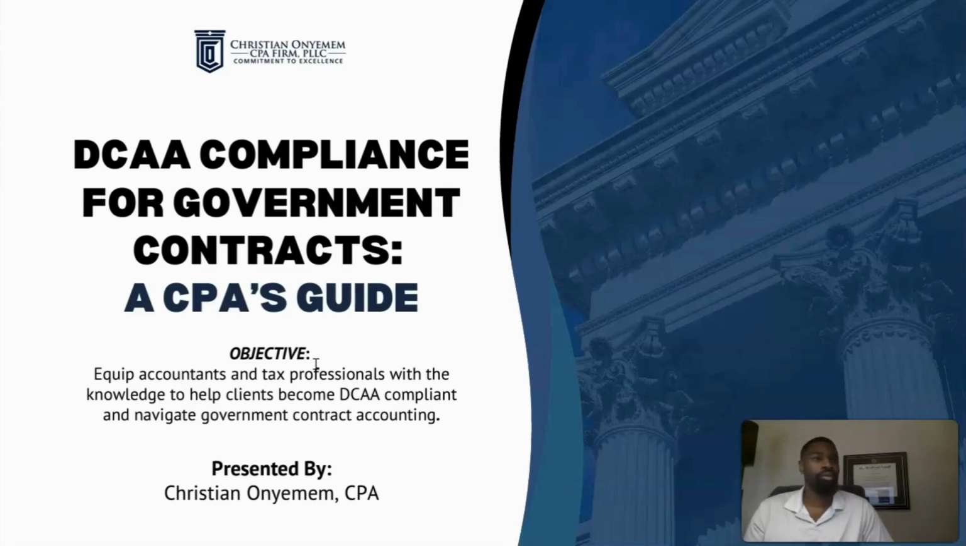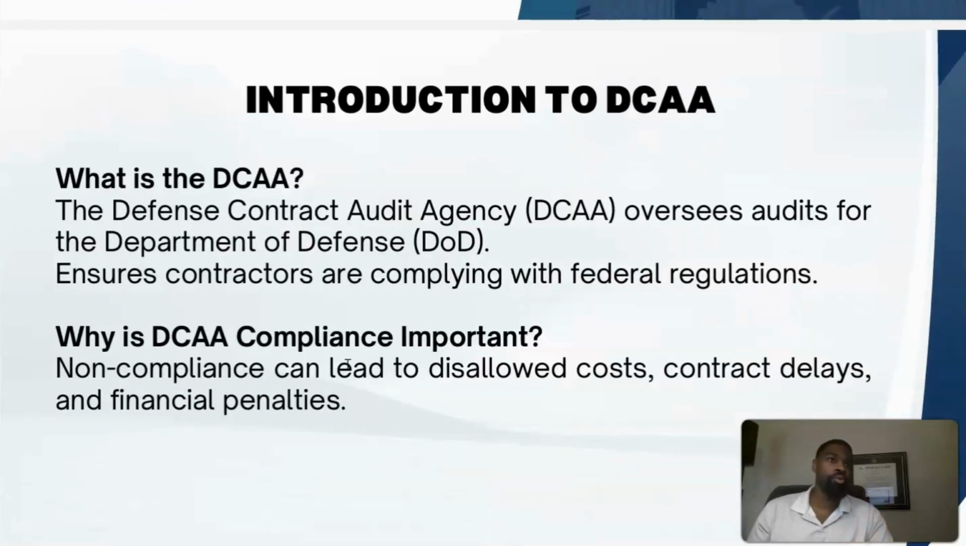So this mainly is talking to my accountants here, and you can use it too if you're a government contractor and you want to be more familiar with the DCAA. So what is it, right? We can simply just read it here, but I'm going to put it in simple terms for you, just so you can digest it a little bit better. The Defense Contract Audit Agency oversees audits for the Department of Defense, DoD, and ensures that these contractors comply with federal regulations.